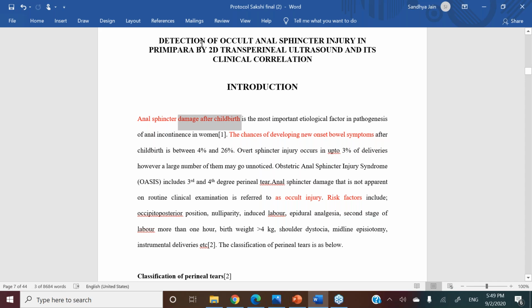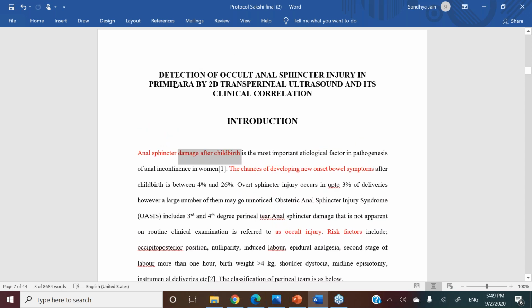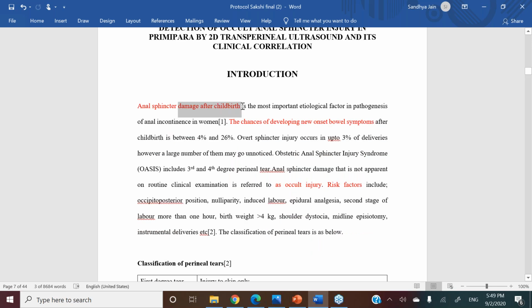The title of this is one of my completed theses now. Detection of occult anal sphincter injury in primary para by 2D transperineal ultrasound and its clinical correlation. I was working around occult anal sphincter injury syndrome, and I studied two aspects: one, the role of ultrasound, and another one, the clinical correlation. So my title is quite self-explanatory. You have a separate class on title writing.